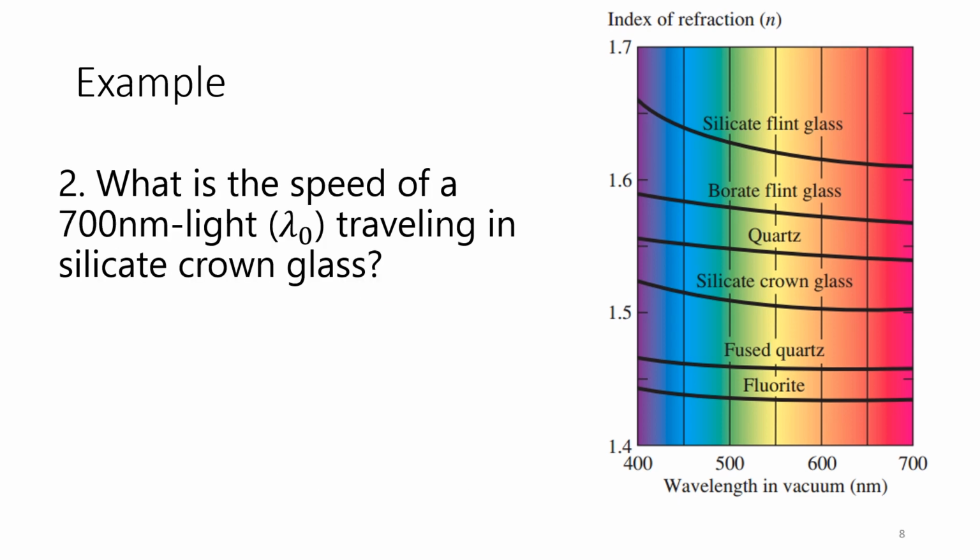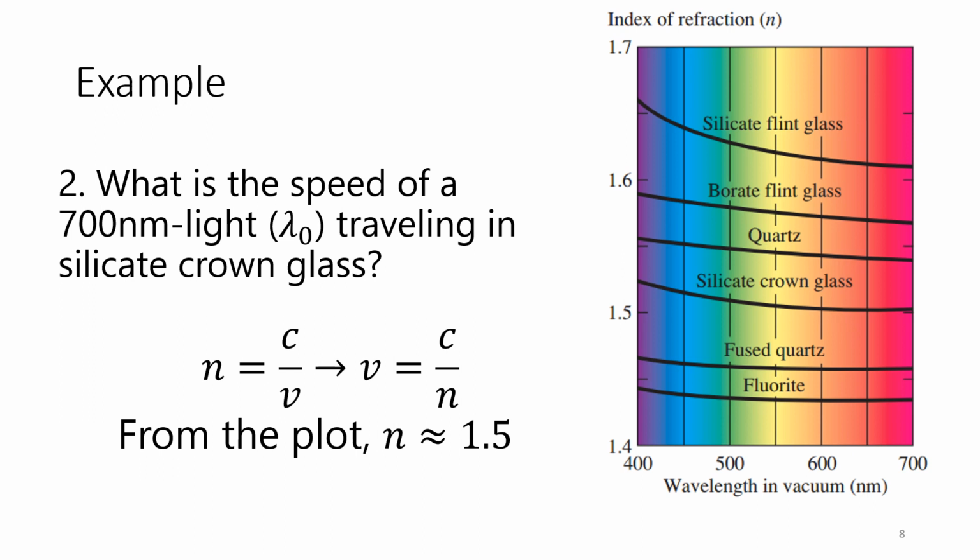The second question asks us to determine the speed of 700 nanometer light in vacuum traveling in a silicate crown glass. To clarify, the 700 nanometer light is its wavelength in vacuum. Answering the problem requires us to use the dispersion curve for silicate crown glass. From the plot, if we were to circle that part, 700 nanometers would be around here. So n is around 1.5.